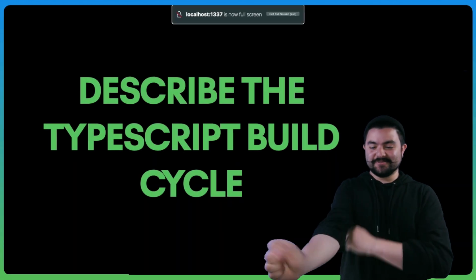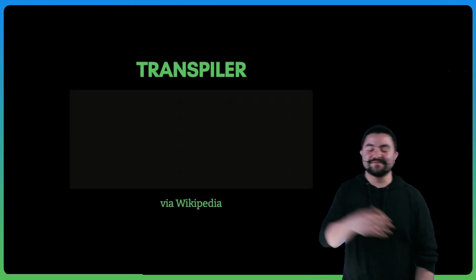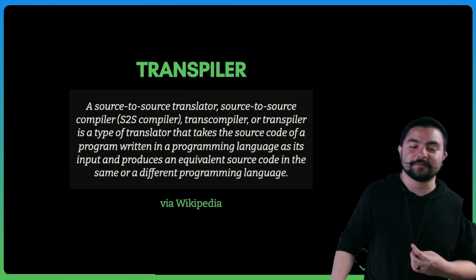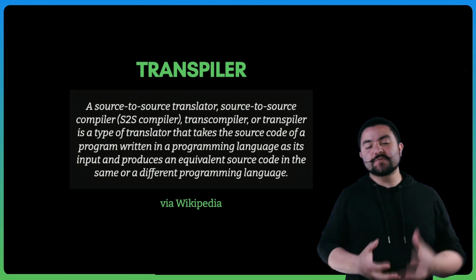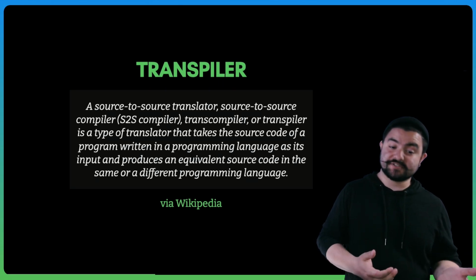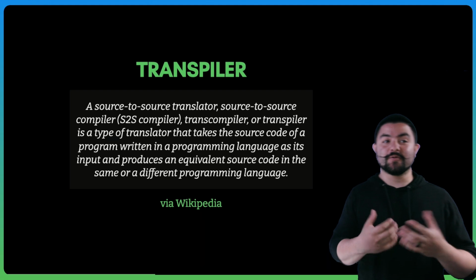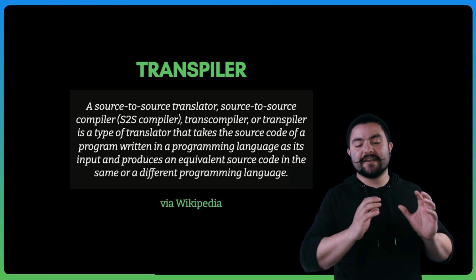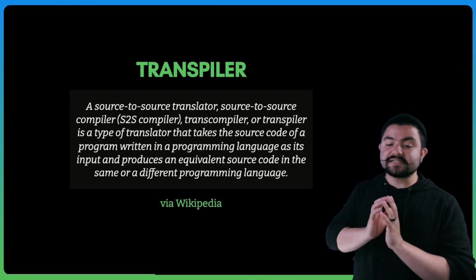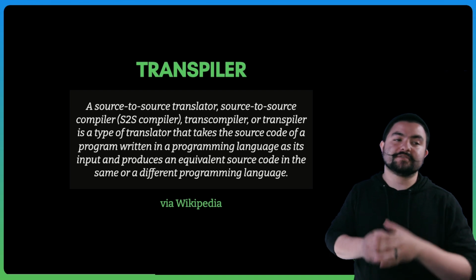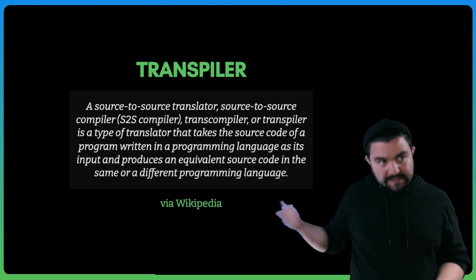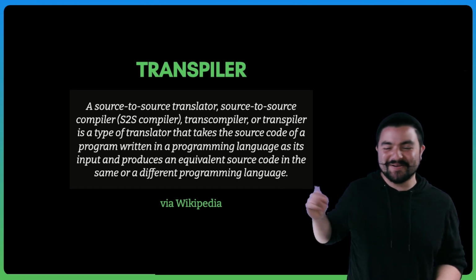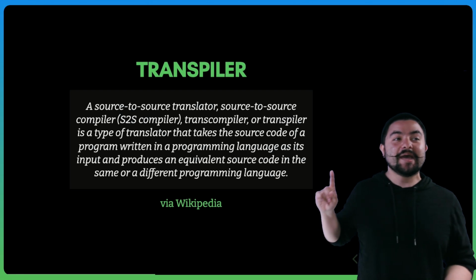The TypeScript build cycle. So this is how all of this works. And again, first we're going to have some definitions because we use these terms in how we're describing what TypeScript does. So a transpiler is a source-to-source translator, or source-to-source compiler, or transcompiler, and it is a type of translator that takes the source code of a program written in a programming language as its input and produces the equivalent source code in the same or different programming language. TypeScript has a transpiler. They call it the compiler, and we're going to talk about how they're basically the same thing for the most part in a second. But that's basically what happens.